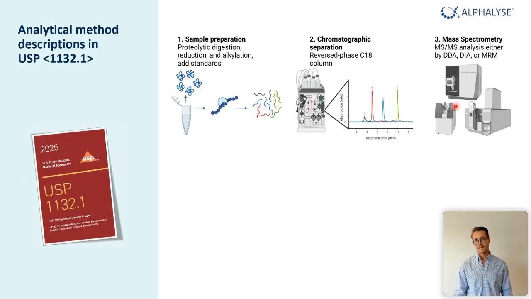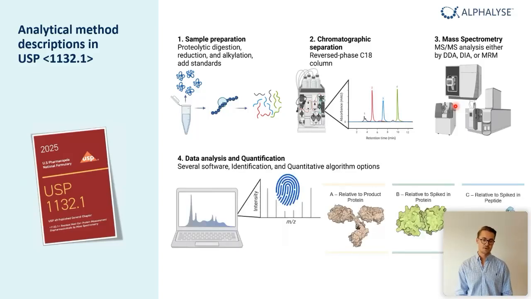Then there's the mass spec part. There's no specific instrument or acquisition method which is mentioned as the optimal way. Overall, USP 1132.1 says that you should consider all the different options available and choose the one which is best suited based on what outcome you would require. So think about what data you would need at the end. And there's quite a few different instruments to choose from, which can be considered.